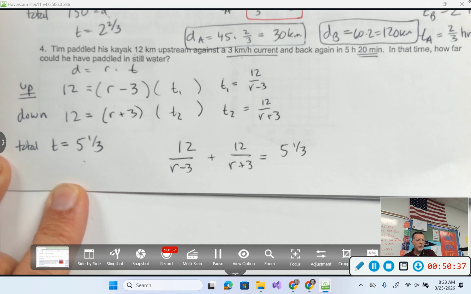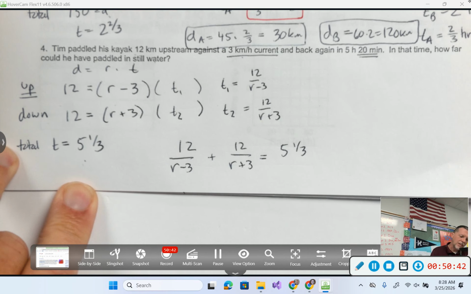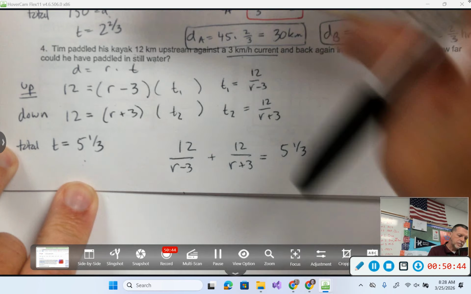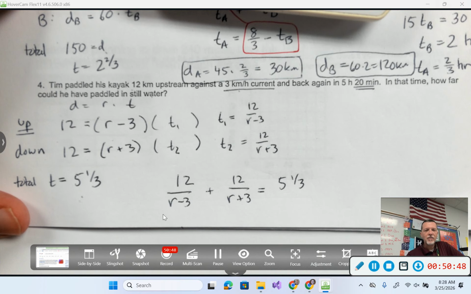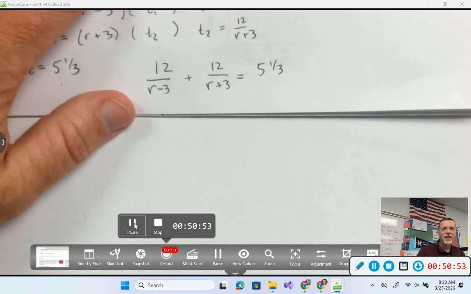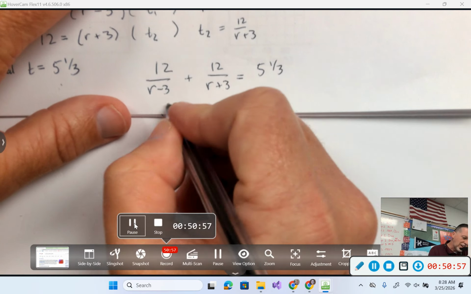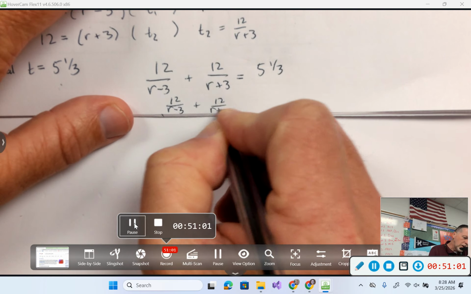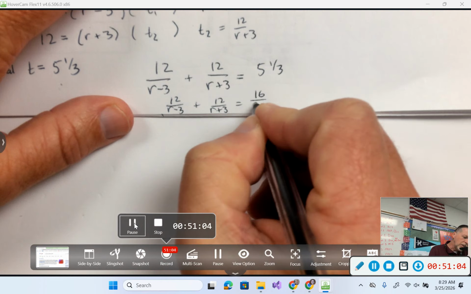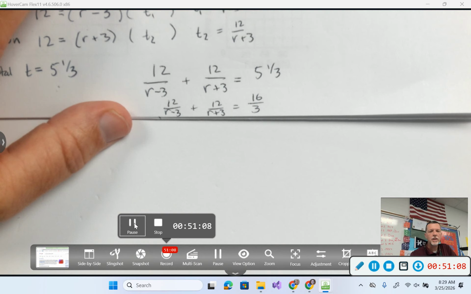Now it's a rational equation. We multiply through, or make the denominators match, then get rid of the denominator. I'm going to pause and freeze and see if you can finish that one off. It's 16/3, because then you've got the fraction thing. 12 over R minus 3 plus 12 over R plus 3 equals 16/3, and then we can get rid of all those denominators and not have to worry about the thirds anymore.